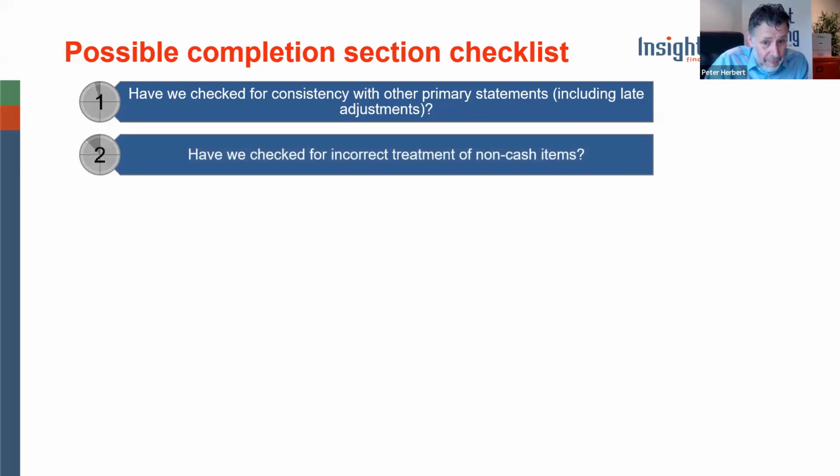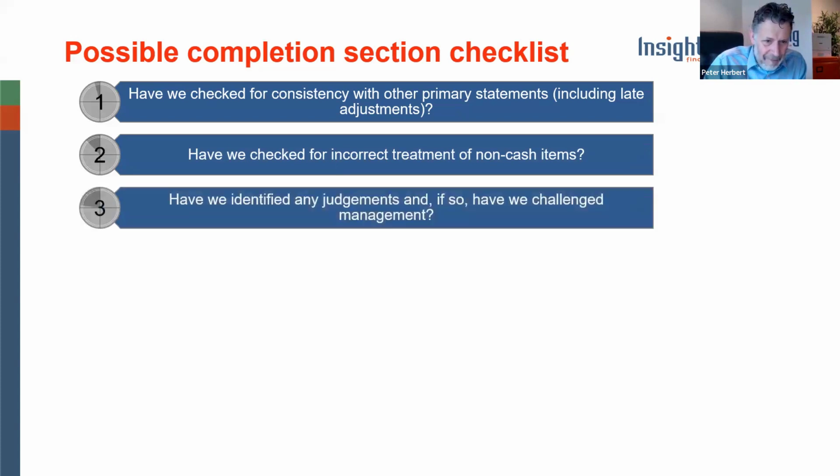Have we checked for incorrect treatment of non-cash items? As I say, it's a fairly straightforward point, but one that crops up, I would say, more often than you think in practice. Have we identified any judgments? And if so, have we challenged management?